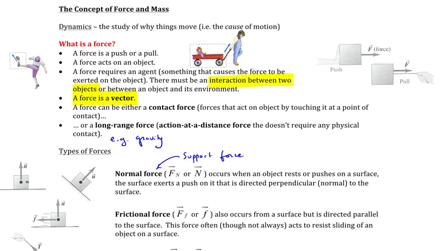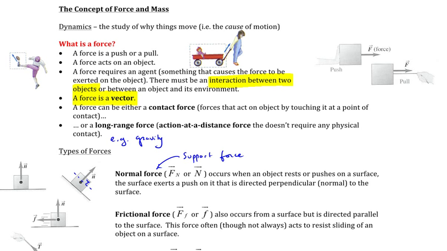Now you might be wondering, why do we call it the normal force instead of the support force? Well, mathematicians refer to a line that is perpendicular to a plane, like a surface, as the normal to the surface. So that's where the word normal comes in. Normal means perpendicular to a surface. By the way, notice that if I tilt the surface here at an angle, the normal is still perpendicular to the surface.